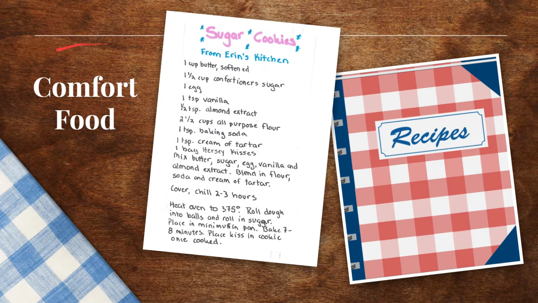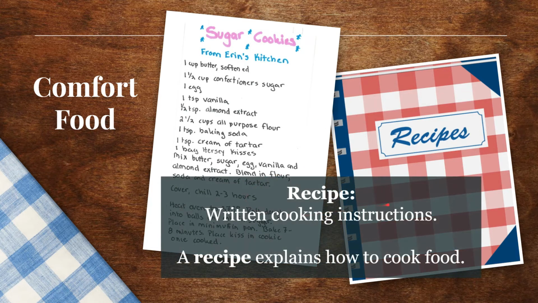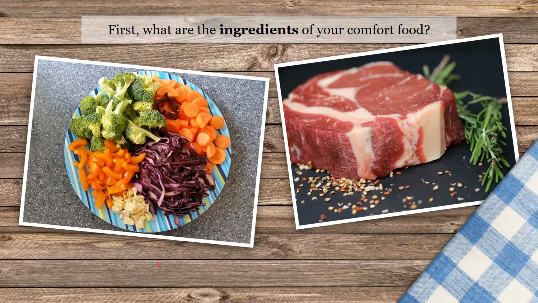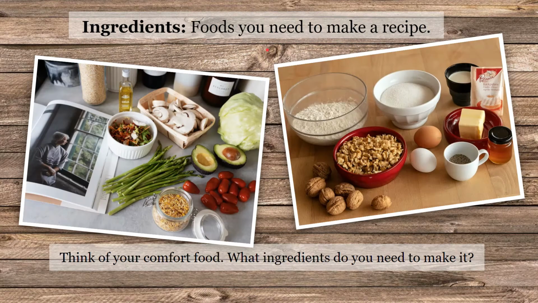So now that we know your comfort food, let's learn how to make it using a recipe. A recipe is written cooking instructions. A recipe explains how to cook food. The first step in a recipe are the ingredients. First, what are the ingredients of your comfort food? Ingredients: foods you need to make a recipe.